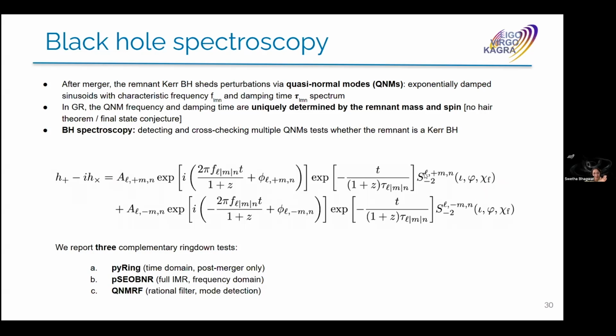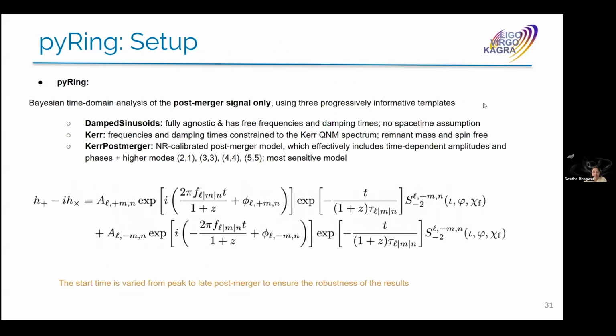The waveform model for the ring-down is given in the equation here. Each mode is labeled by l, m, and n indices, and each of them contributes as a damped oscillation weighted by the spin-weighted spherical harmonic function. So here we report three complementary ring-down analyses: pyRing, pSEOBNR, and QNM filters. I will briefly describe both the setup and the result of each. If I can have the next slide, please.